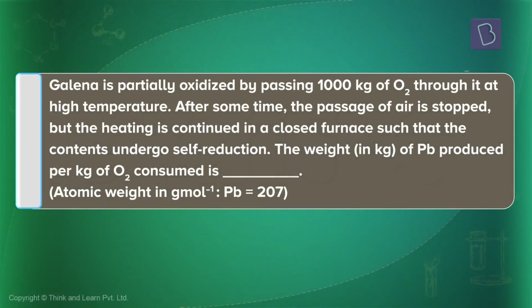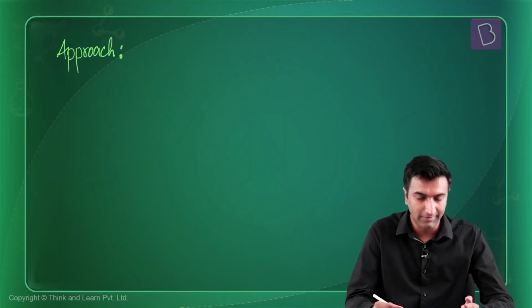Okay, here's a question that requires a numerical input as the answer. This is a question from Metallurgy. There's a process that's happening here. It purifies galena. We need to find the weight of lead in kilograms per kilogram of oxygen consumed. And there are 1,000 kilograms here, given to you.